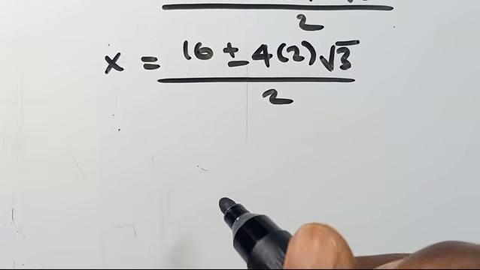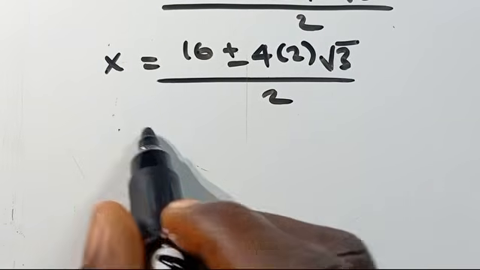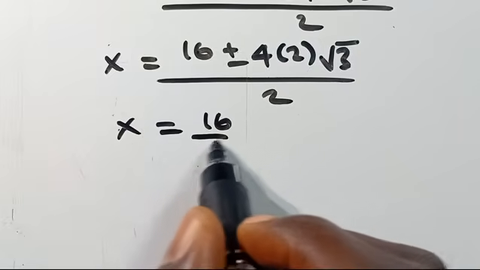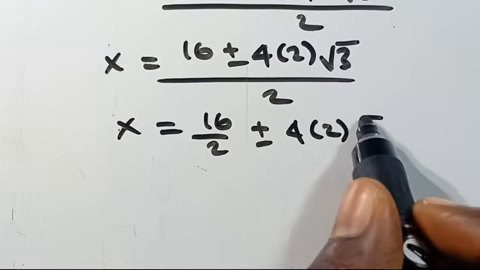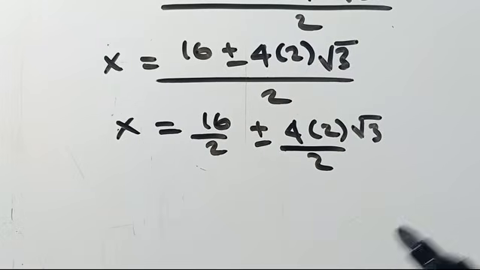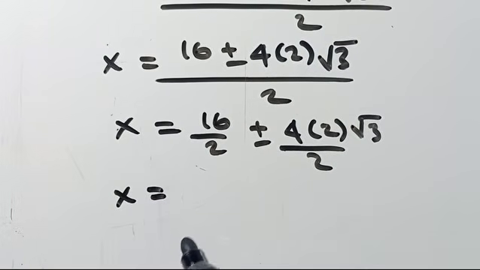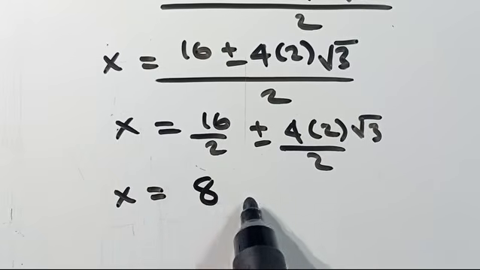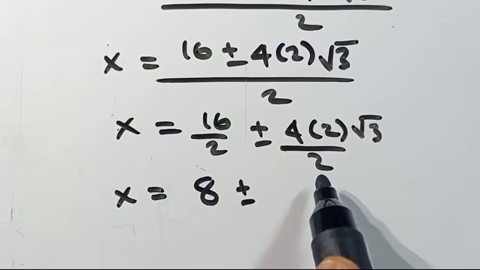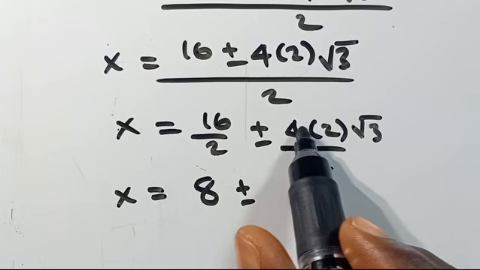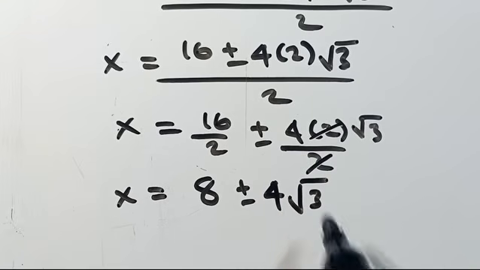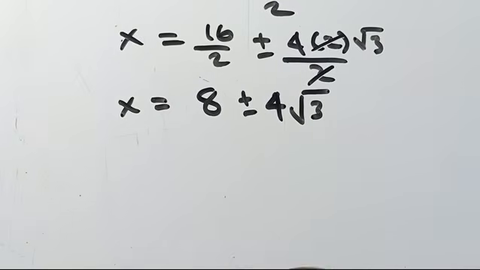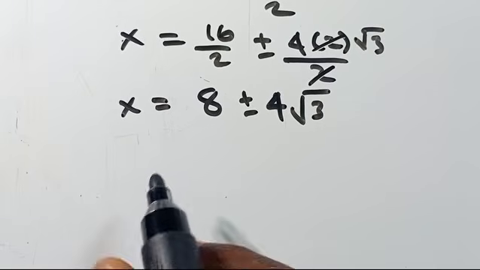Now, from here, x equals 16 over 2, positive or negative. Here is going to be 4 multiplied by 2 multiplied by root 3 over 2. From here, we have 8, positive or negative. From here, we have these to cancel out this. We have 4 multiplied by root 3. So, from here, we have this to be the solution.